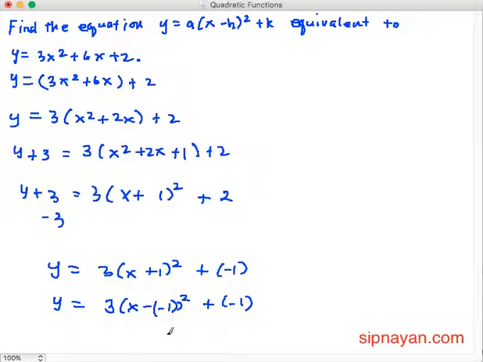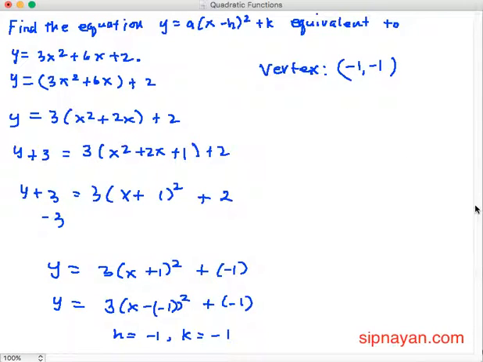So, since minus ito, yung h natin ito, di ba? We have the minus and then we have the value for h. Therefore, h is negative 1 and k is also negative 1. Ibig sabihin, the vertex of the graph of the function is negative 1, negative 1. Okay? So, dumadaan yung vertex niya sa negative 1, negative 1.